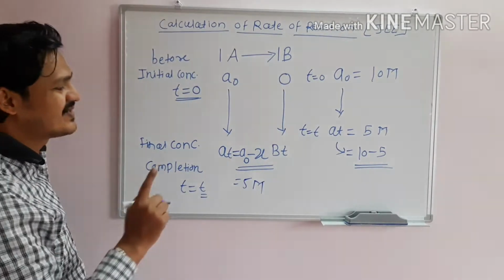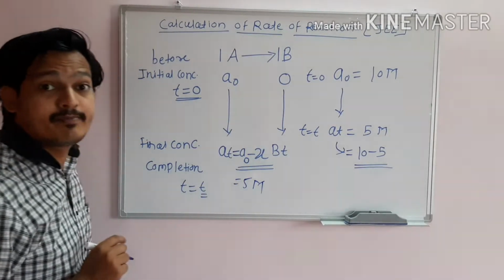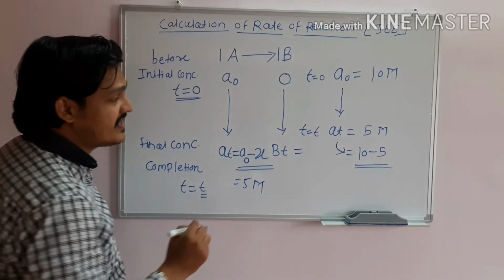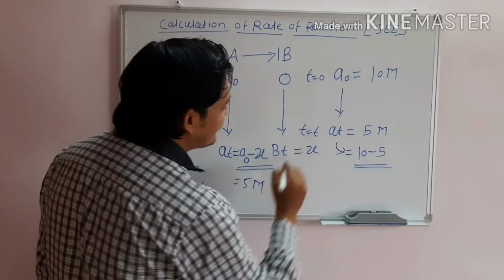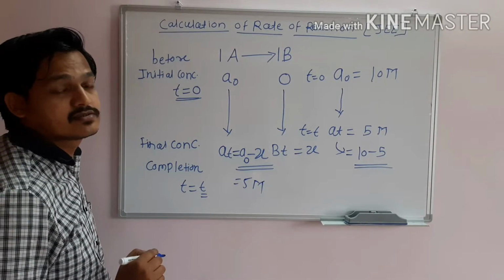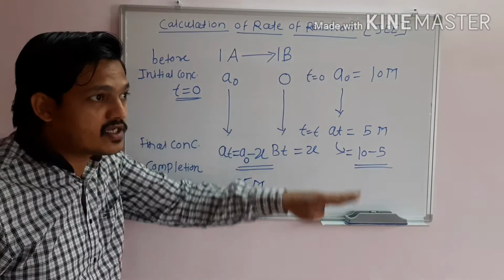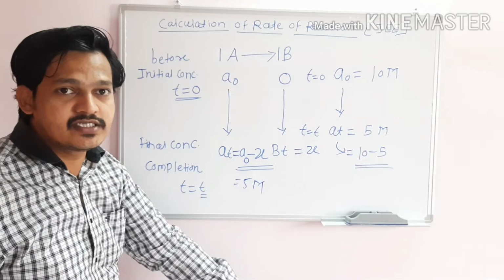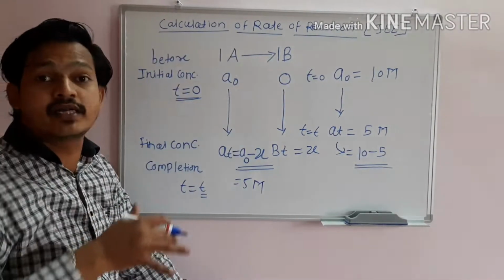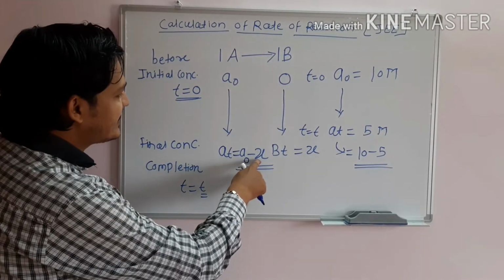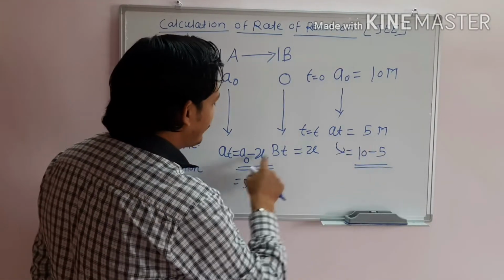Understand? So then what is the value of BT? The value of BT is X. You can ask me how. Let us say concentration of reactant decreases and concentration of product increases. Then like that, X indicates the number 5.